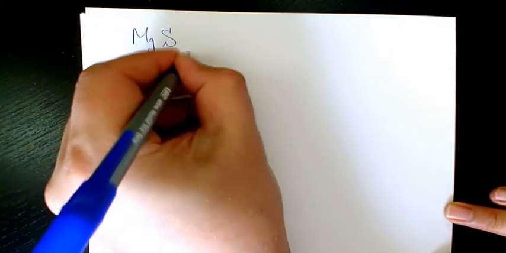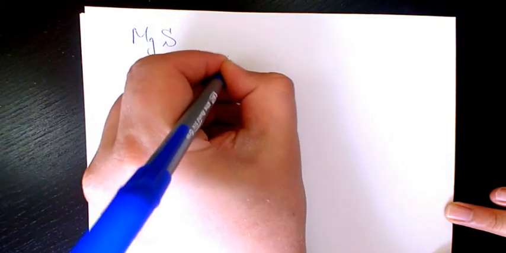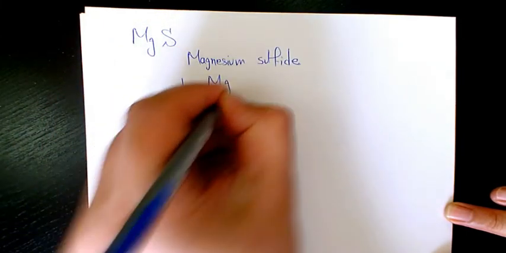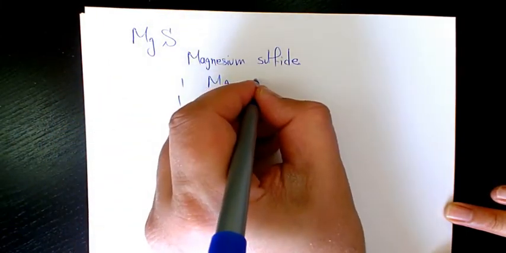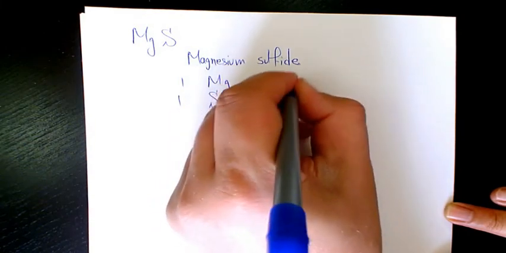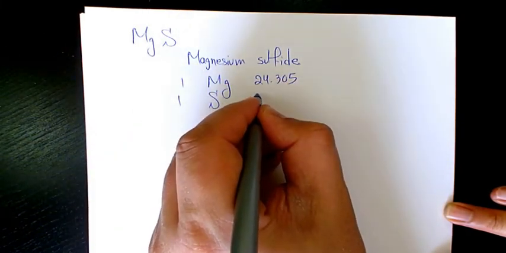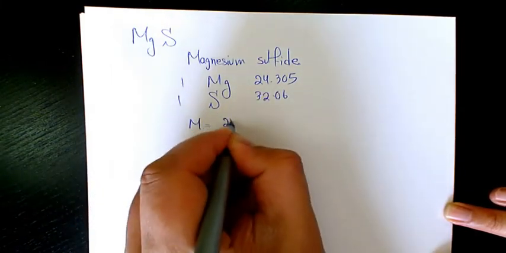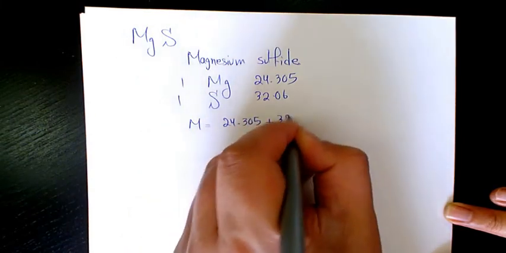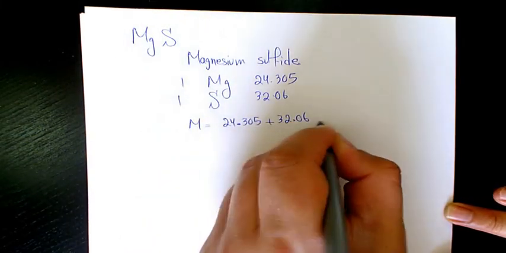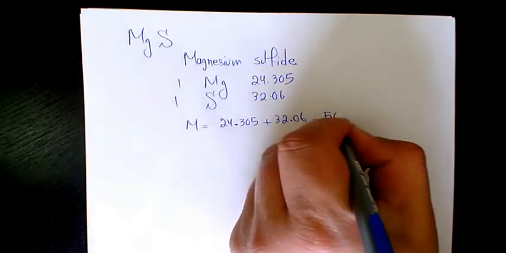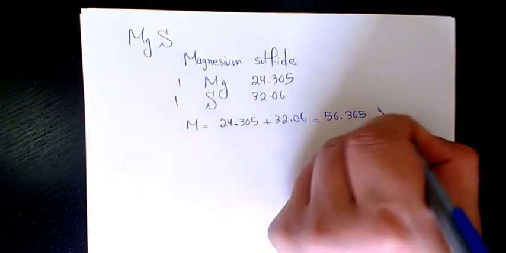Next compound is MgS, or magnesium sulfide. We have one atom of Mg, one atom of sulfur. Mg is 24.305 and sulfur is 32.06. So molar mass is 24.305 plus 32.06. 56.365 grams per mole.